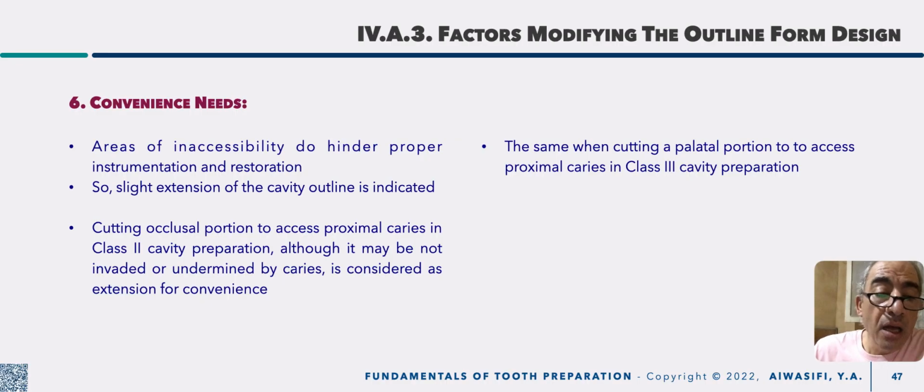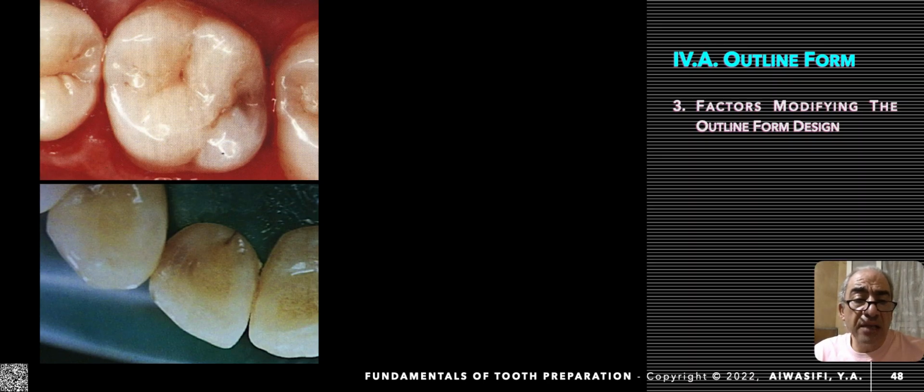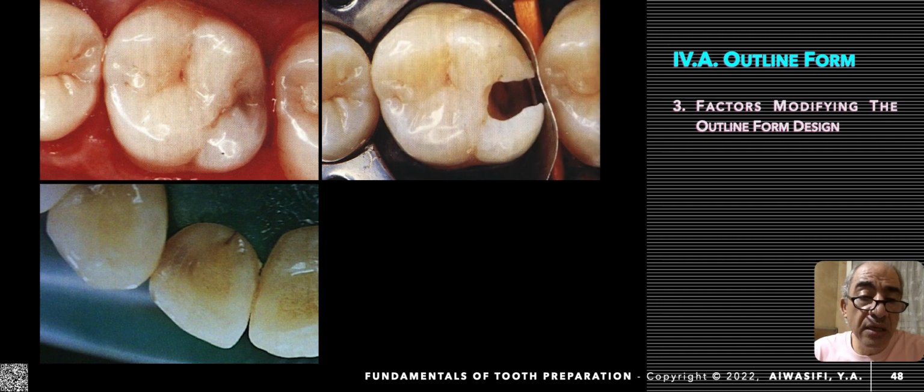Number 6, convenience needs. For convenience to work with ease, you need to extend the outline form to have room to work, especially for class 2 and class 3. For class 2, in this area, how could you access the proximal without opening the occlusal? In such a case, the occlusal opening is an extension of the outline form, an extra outline form, and is considered convenience to reach the proximal.